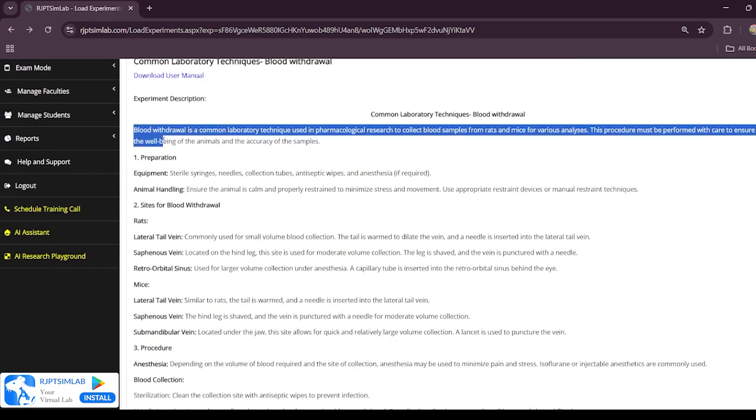Now, at first, blood withdrawal. What is blood withdrawal? Blood withdrawal is the common laboratory technique used in pharmacological research to collect blood samples from rats and mice for various analyses. This procedure must be performed with care to ensure the well-being of the animals and the accuracy of the samples. The statement says that it is a very common laboratory technique used in pharmacological research to collect blood samples from animals such as rats and mice for their various analyses, and it should be performed with much care to ensure the well-being of the animals, their safety, and the accuracy of the blood samples collected.